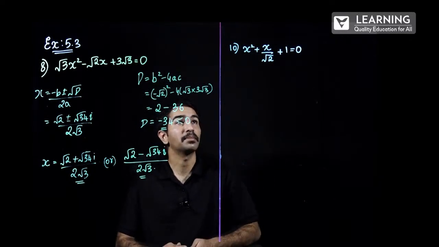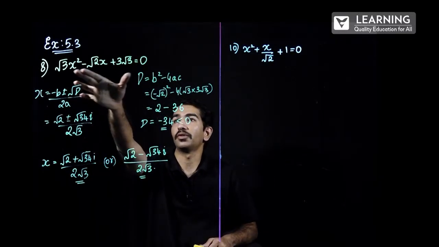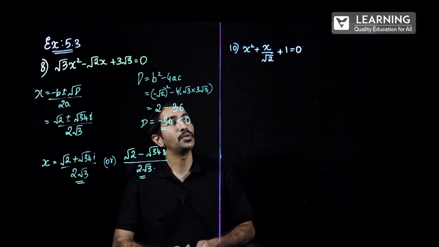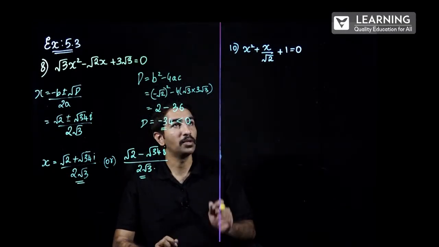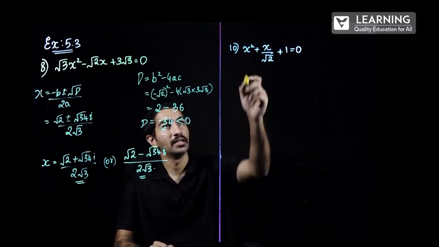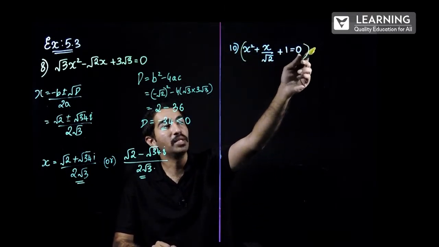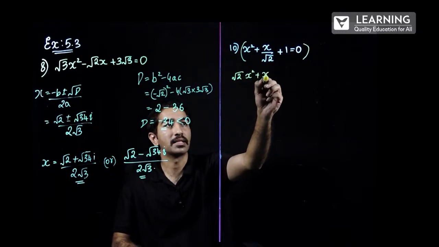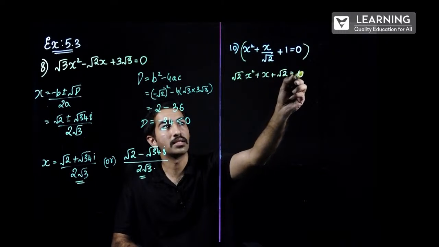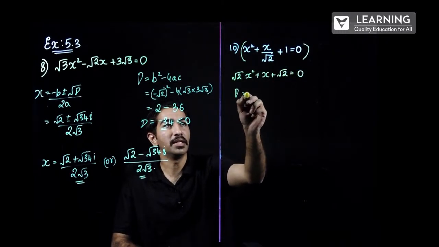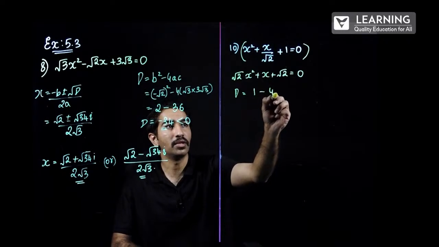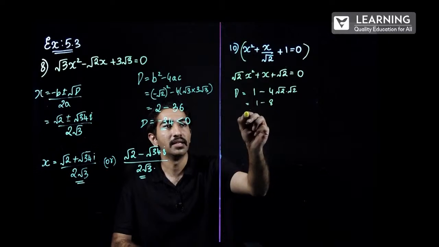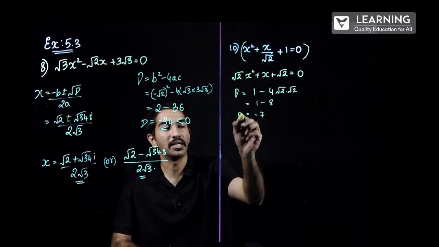So if you observe, there is something in the denominator here, right? So everything is a numerator here, no denominators. So on this 10th question, we have root 2 in the denominator. So what we'll do, multiply the entire equation, multiply this entire thing with root 2. What we'll be getting? Root 2 x square plus x plus root 2 equals 0. Now d will be equal to 1 minus 4 into root 2 into root 2. So which is equal to 1 minus 8, which is equal to minus 7. This is nothing but equal to d.